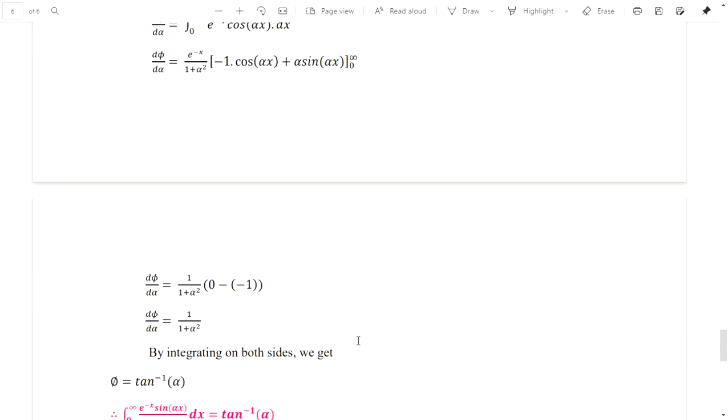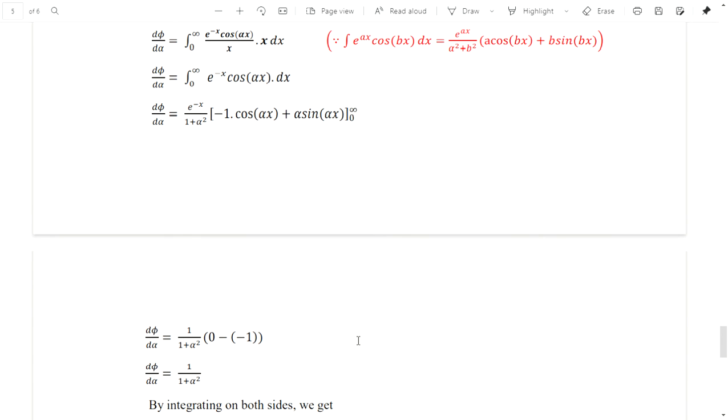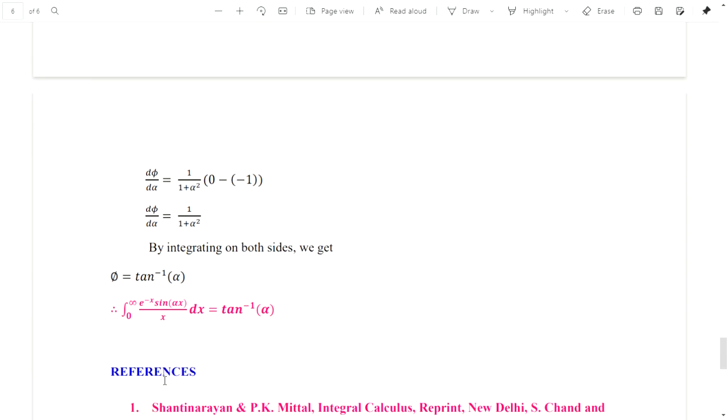That implies d phi by d alpha is equal to 1 divided by 1 plus alpha squared, and we apply the limits. For the upper limit, e to the power minus infinity is 0, and 0 into anything becomes 0. For the lower limit, e to the power 0 is 1, so 1 into cos 0, and cos 0 is 1, so minus 1, and the sine term becomes 0. So 1 by 1 plus alpha squared is constant into 0 minus of minus 1, that is equal to 1 by 1 plus alpha squared. This is our d phi by d alpha, but we have to find the phi value.